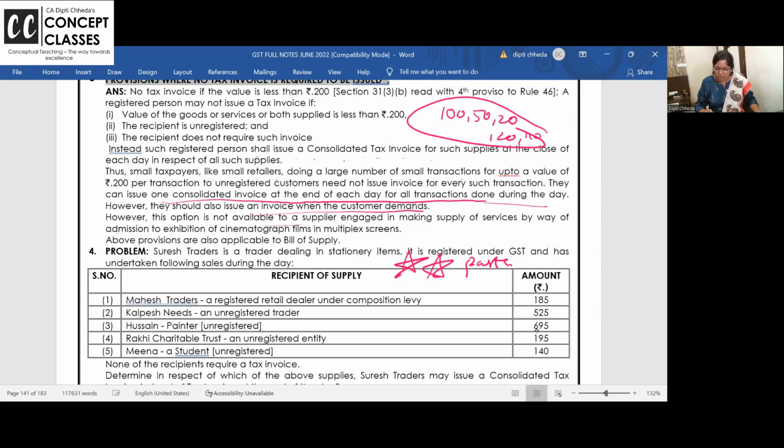However, this invoice is not available to the supplier engaged in making services by way of admission to the multiplex screen. Ma'am, multiplex की ticket तो 150 rupees की होती है. Somewhere 130, morning shows 90 rupees. So there, are we issuing separate invoices? Answer is yes. But ma'am, in that tax invoice, we have never seen the GSTN number and rate and all. So there are few invoices in which government is saying no need to mention the details of the buyer.